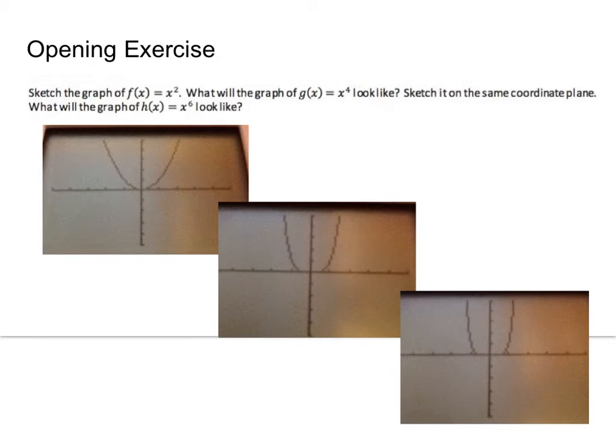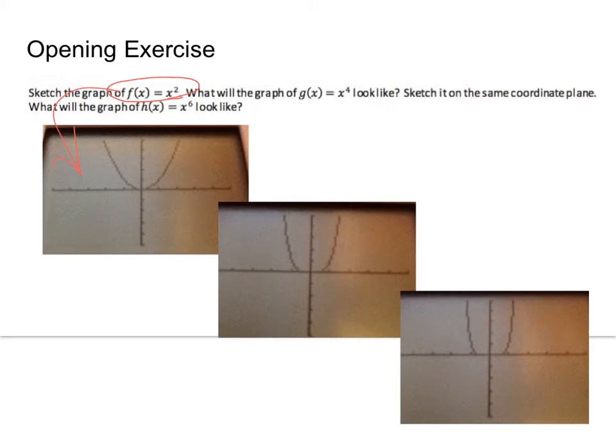Okay, first of all, the opening exercise: sketch a graph of f of x equals x squared. What will the graph of g of x equals x to the fourth look like? Sketch it on the same coordinate plane. And then what will the graph of h of x equals x to the sixth look like? What I'd like to do is compare these a little bit.